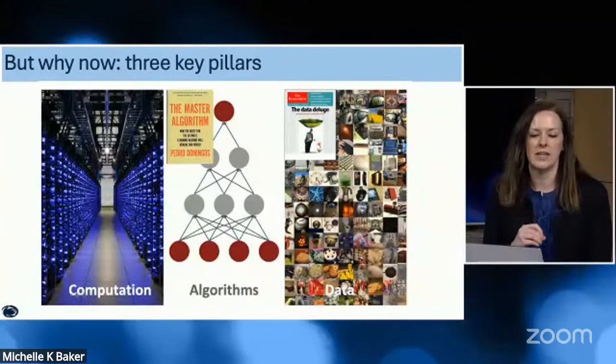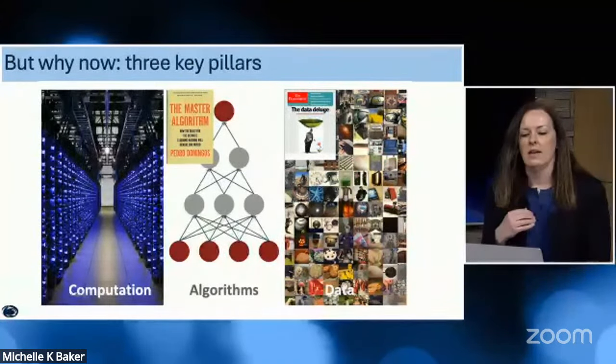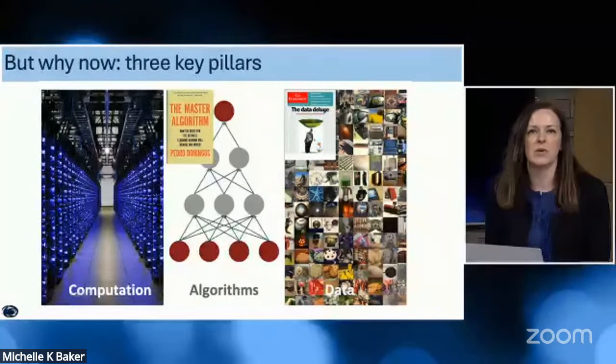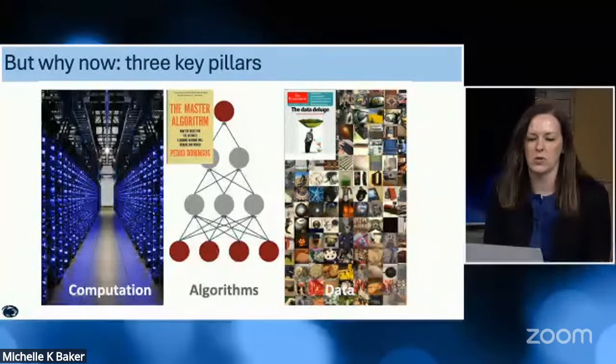pillars. The first is computation. We have more compute power now, so we're able to run the computations. We're able to store that data. Algorithms have really become more sophisticated and a lot better. And then data. We have just a plethora of data, which we didn't have before.